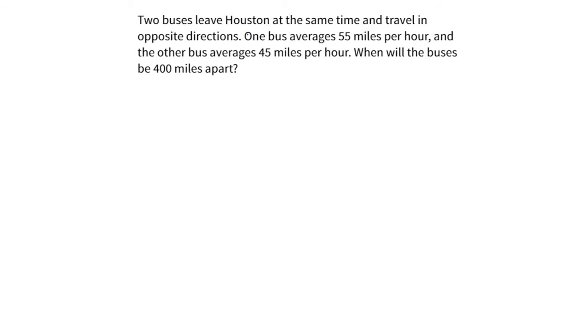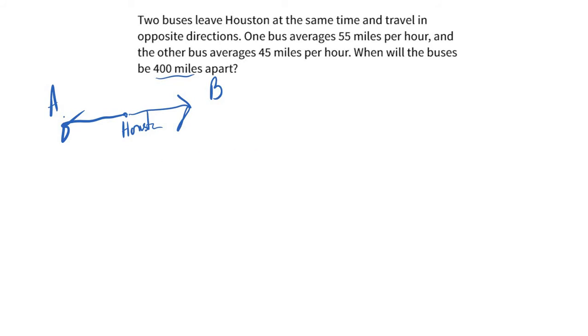Two buses leave Houston at the same time and travel in opposite directions. Okay, so I have a bus going that way and a bus going that way. Maybe I call this bus A, this bus B, and let's say here was Houston right in the middle. One bus averages 55 miles per hour, so let's say bus A goes 55 miles per hour. The other one goes 45. Well, that's painful, right? 45 miles per hour. When will the buses be 400 miles apart? That sounds kind of intimidating, but it's really not.